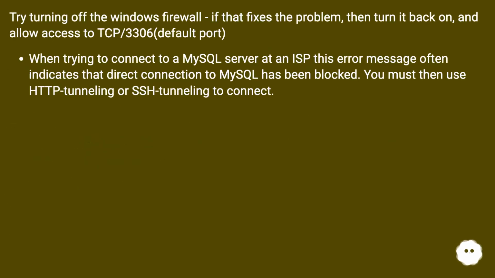try turning off the Windows Firewall. If that fixes the problem, then turn it back on and allow access to TCP 3306, the default port. When trying to connect to a MySQL server at an ISP, this error message often indicates the direct connection to MySQL has been blocked. You must then use HTTP tunneling or SSH tunneling to connect.